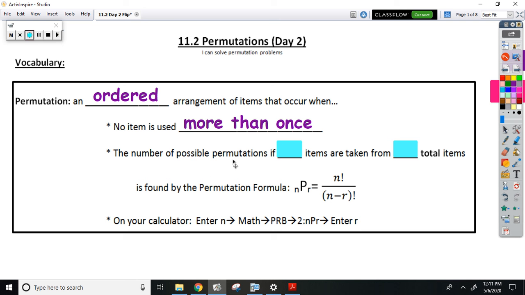So the number of possible permutations if R items are taken away from N total items is found by this formula, which will be on a formula sheet for you to use. The formula is nPr. These are little subscripts. N is our total number, which goes in the top, N factorial. In the bottom, we'll take N minus R in parentheses and factorial. So we're going to do the first two by hand, and then we will come back and I will show you how to do it on your calculator as well.